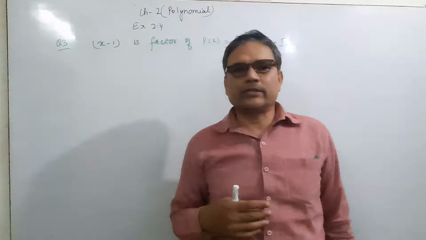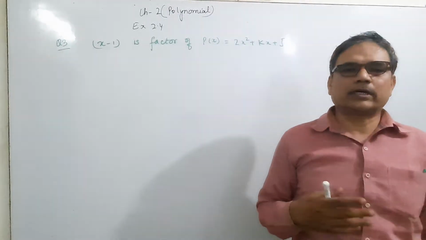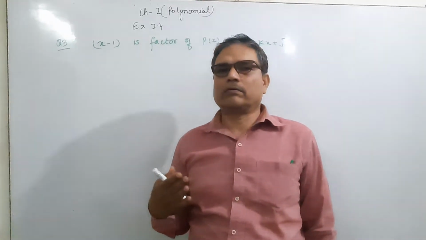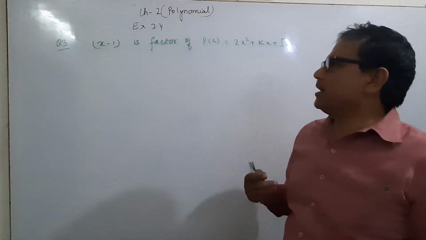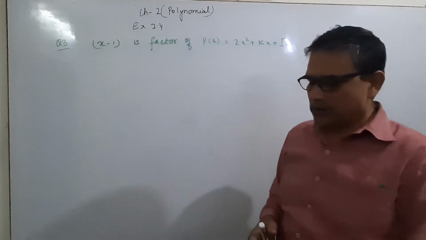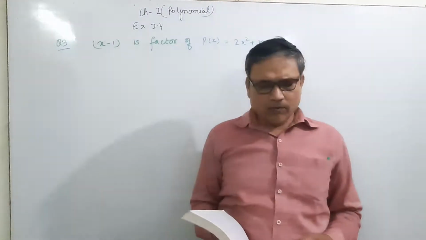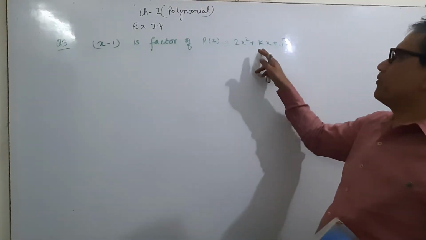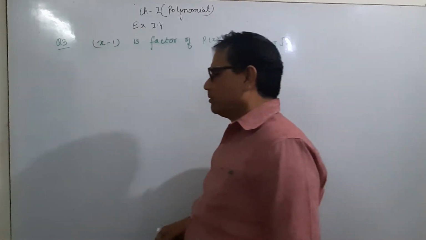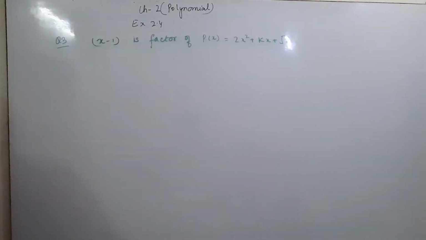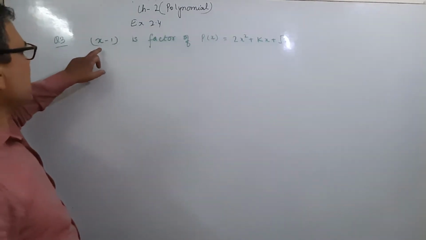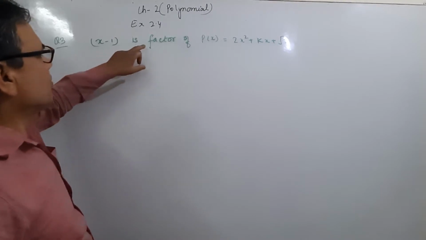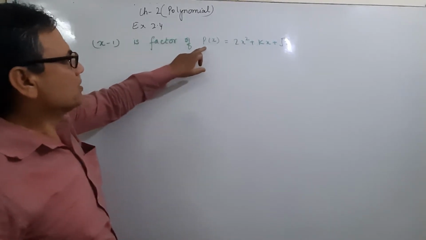The first and second questions we have already discussed, and now we move to question number three. What is question number three? Find the value of k. Means we have to find the value of k if x minus 1 is a factor of p(x).